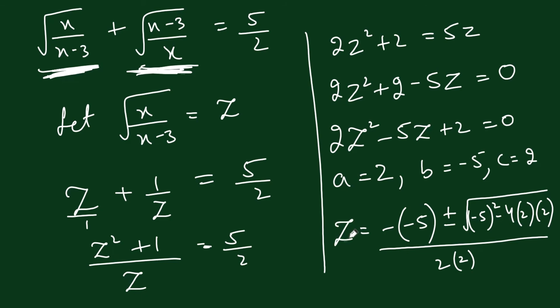So our variable is z. You can see in our equation the variable is z. So I'll write z is equal to minus b plus or minus root of b square minus 4ac, divided by 2a.